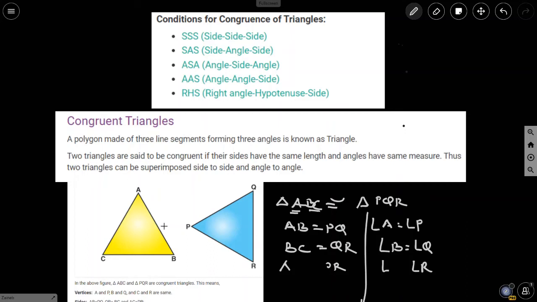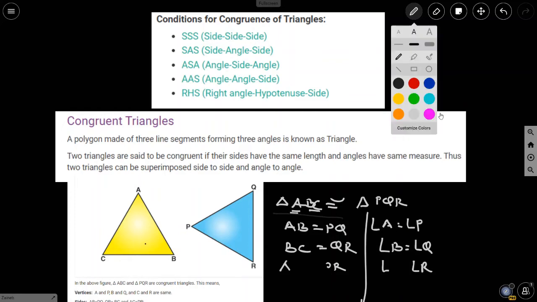Here you can see two triangles, one is ABC and the other is PQR. A polygon made up of three line segments with three angles is a triangle. Two triangles are said to be congruent if their sides have the same length and their angles have the same measure. Thus the two triangles are congruent. So here, triangle ABC is congruent to triangle PQR.